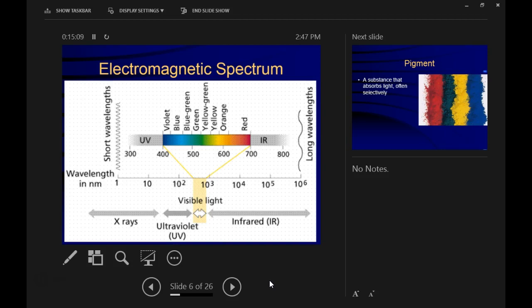Now, one thing that we've learned in physics is that light has an inverse relationship with energy. So the shorter the wavelength, the more power that light has, the stronger the photons. For example, gamma rays, which are really, really short, have the most amount of energy. And radio waves, which are really long, have the least amount of energy.